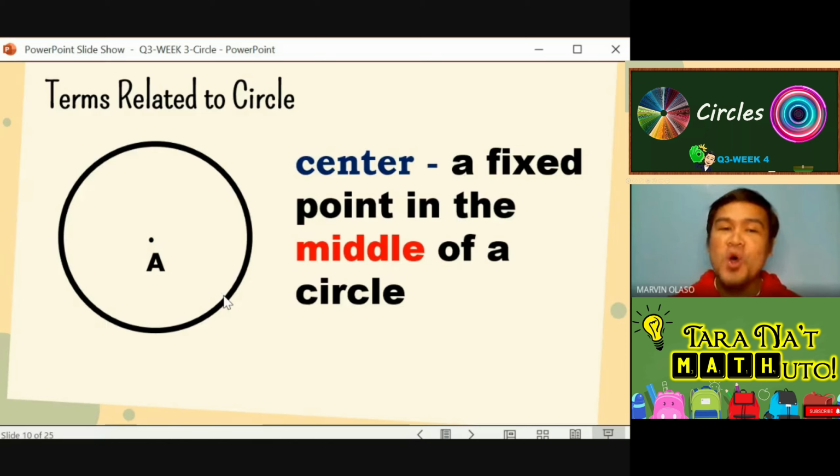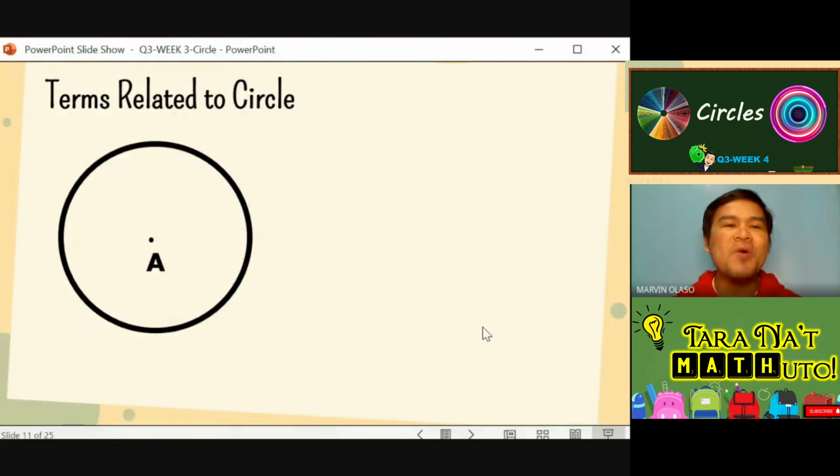Alright. So, since meron na tayong label, we can name now the point of the circle as point A. Ayan. Kapag tinanong ka, what is the center in the circle? Pwede mong sabihin, point A. Alright? So, we have now the center. Next, let us see what's next. It's a line segment. Diba?